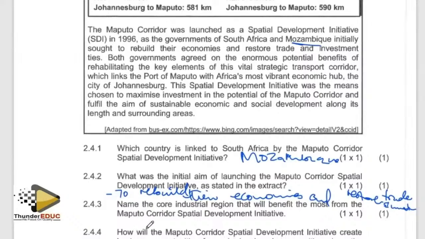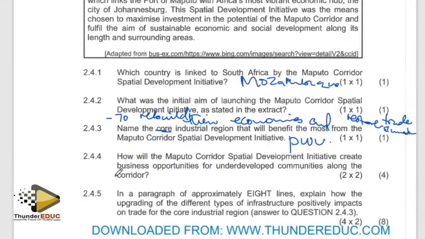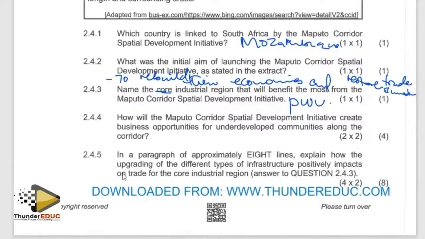Okay. Name one core industrial region that will benefit most from the Maputo Corridor. Since they are talking about Johannesburg and all that, the only core industrial region is the PWV, which is Pretoria, Witwatersrand, and Vereeniging. Okay, 2.4.4.